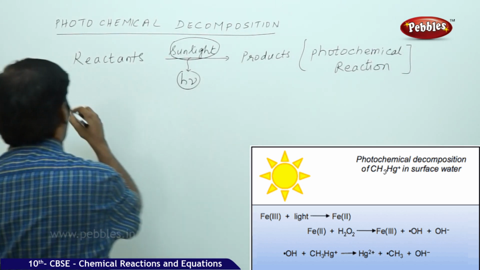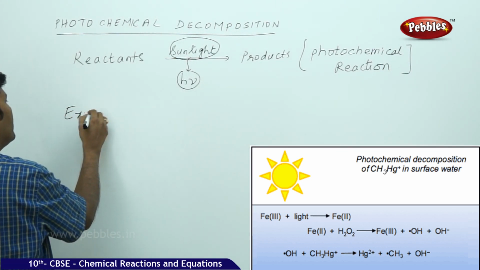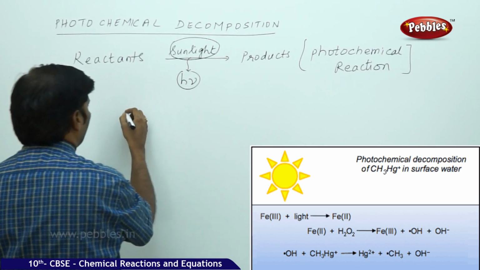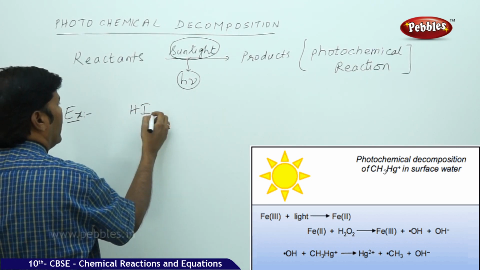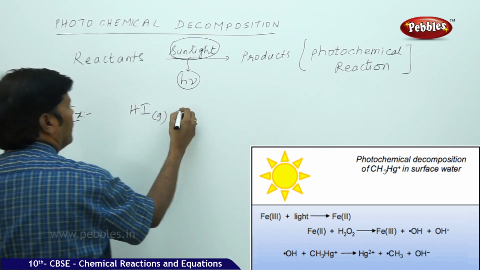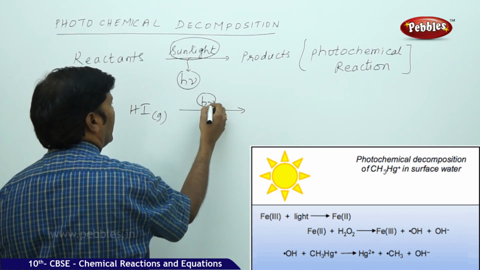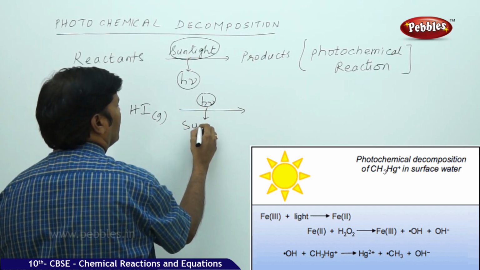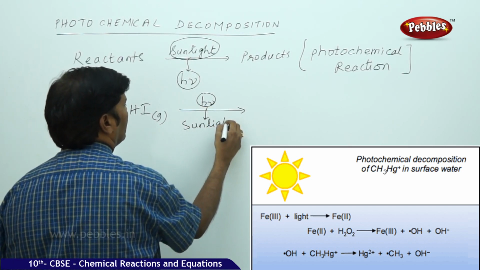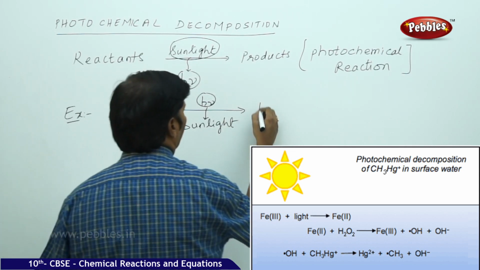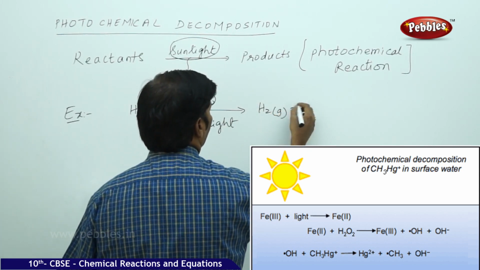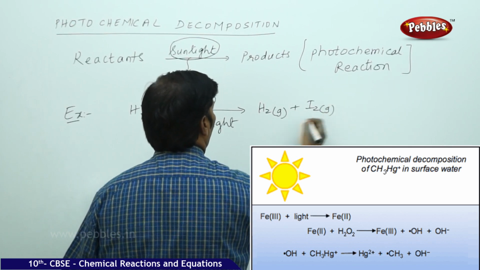Take some examples of photochemical reaction. The best example is the decomposition of hydrogen iodide gas in the presence of sunlight, that is h mu. Sunlight acting as a catalyst, it gives H2 gas plus I2 gas.